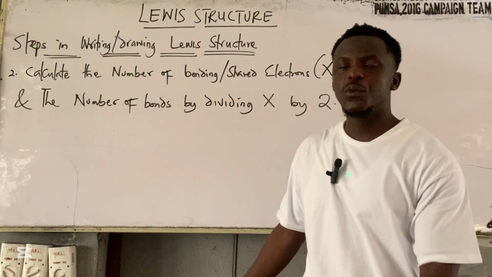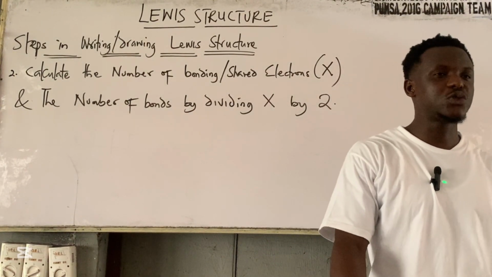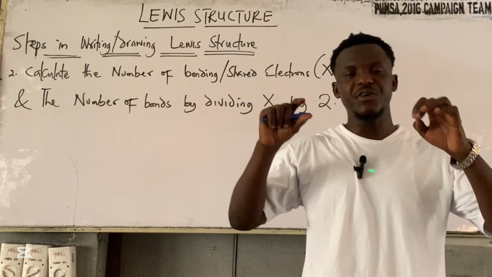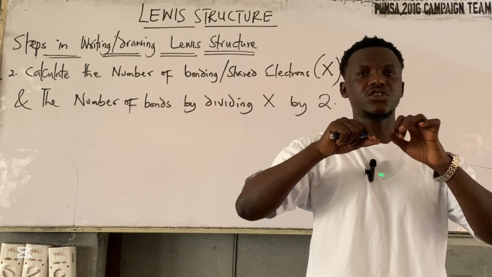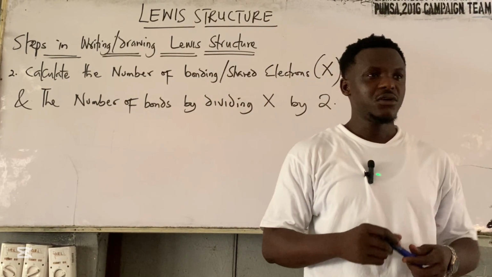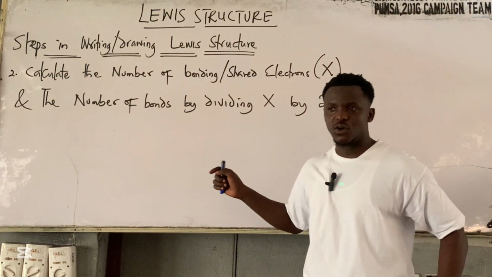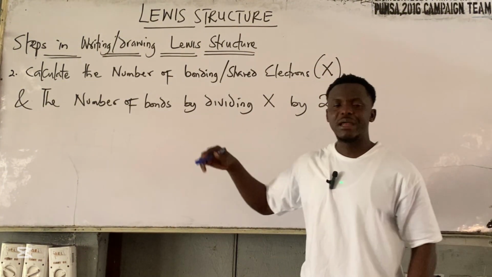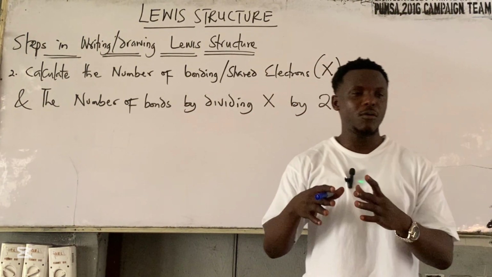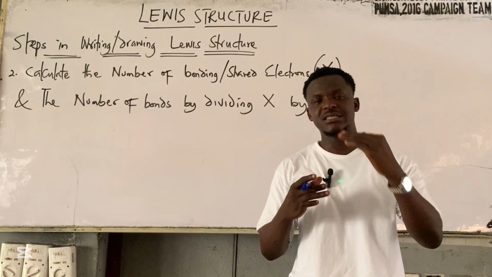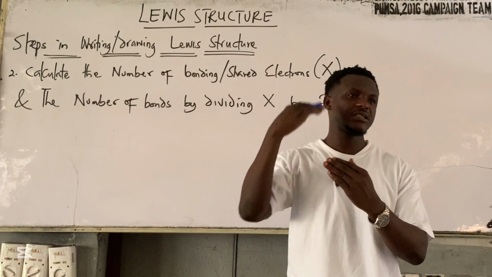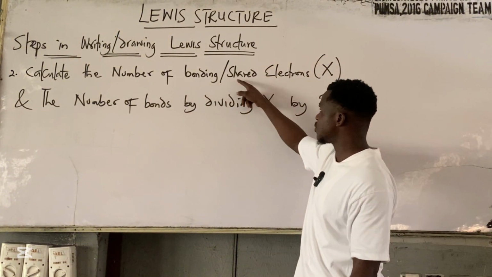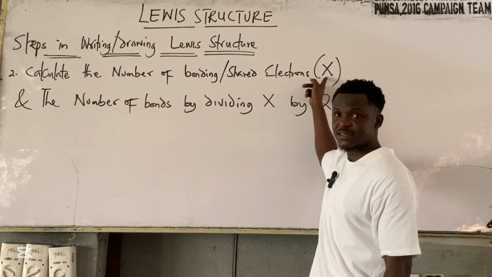Now, the reason why we are doing this is because if I want to draw the Lewis structure of a compound, structure definitely means I need to know the various ways the central atom is bonding to those other atoms. So the first thing is for you to identify the central atom and put it at the center. The next thing I'm going to do is to calculate the exact number of bonds that compound is going to have, so that I'm not going to give it fewer bonds, and I'm not going to give it more bonds. The number of bonding electrons or shared electrons is what we call X.